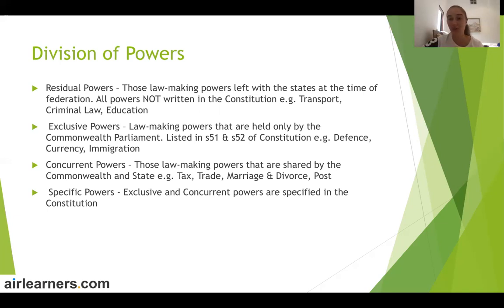These are things where it's required for there to be one common law in Australia rather than each state having separate laws. Concurrent powers are areas in which both states and the federal Commonwealth can make laws, and so they share lawmaking powers over those areas. Examples are tax, where we have state and federal tax, trade between states, and trade internationally is the concern of the Commonwealth, marriage and divorce, and the post.